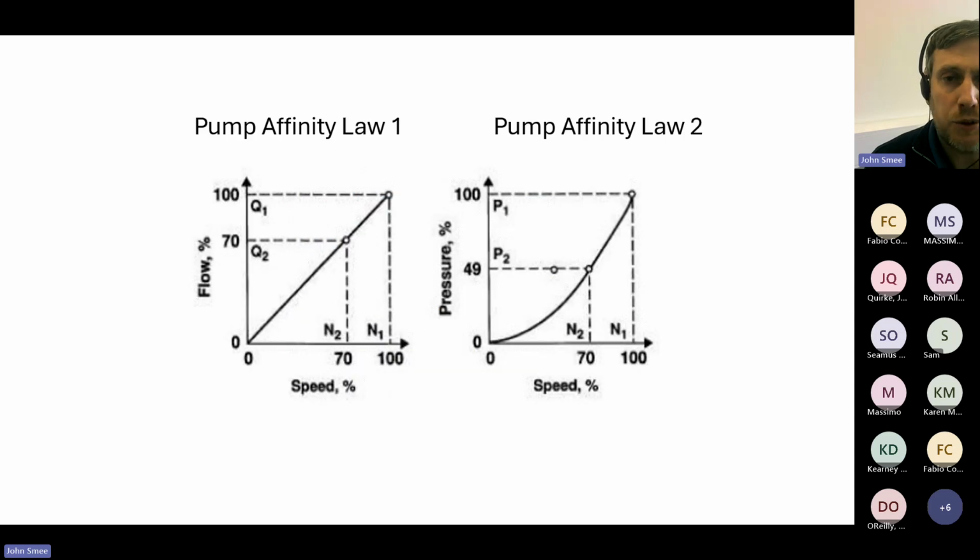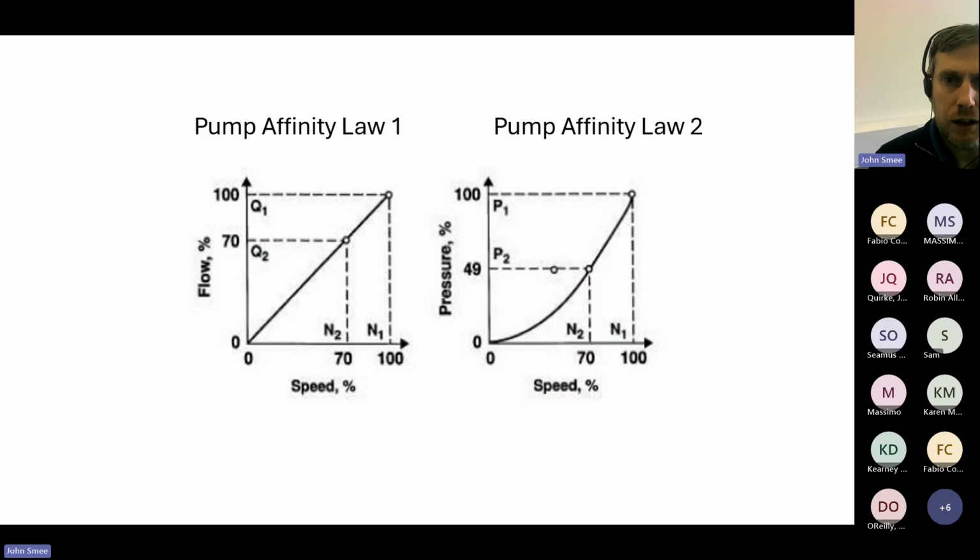As I said, affinity law number two is a nonlinear, quadratic relationship. What that means is that speed changes have a more significant effect on the response. Here we see that a speed reduction from 100% to 70% reduces the pressure from 100% to 49%. So it's a more significant reduction, and that's due to this quadratic curve.